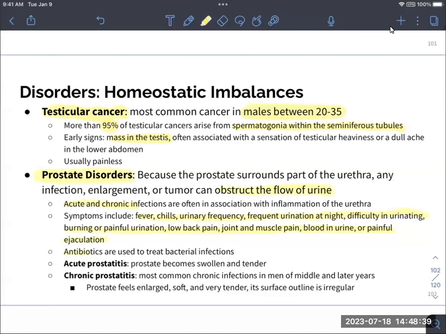If it's acute, antibiotics can help to treat it because it could be a bacterial infection. But that prostate is usually swollen and tender. Chronic prostatitis, that's an inflammation. Chronic, it happens in men in their middle and late years. That prostate just feels enlarged. It's soft, tender. Sometimes that surface can be kind of bumpy as well.